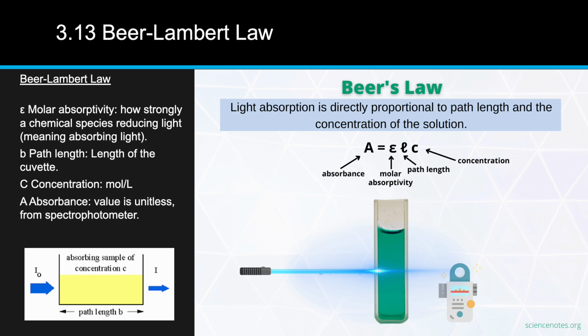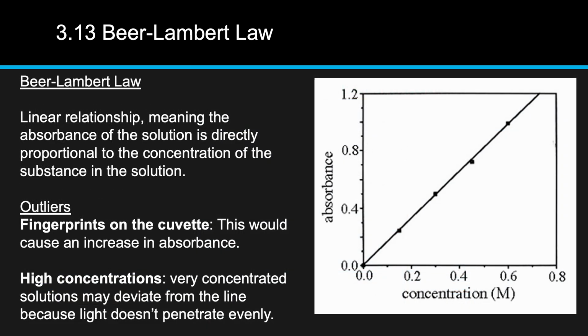All right, and I know you've talked about Beer's law a multitude of times already, but here is the slide for that if you want to pause and take a look at the details. When we're looking at a graph of Beer's law, it is a linear relationship, meaning the absorbance of the solution is directly proportional to the concentration of the solution. So if you double the concentration of your solution, then your absorbance is also going to double.